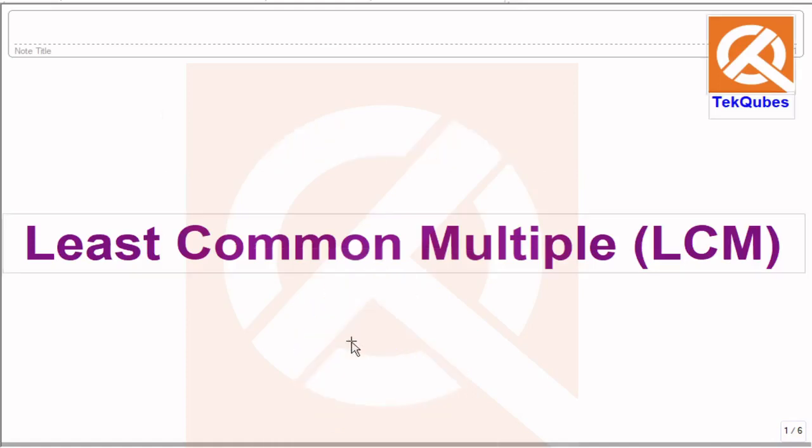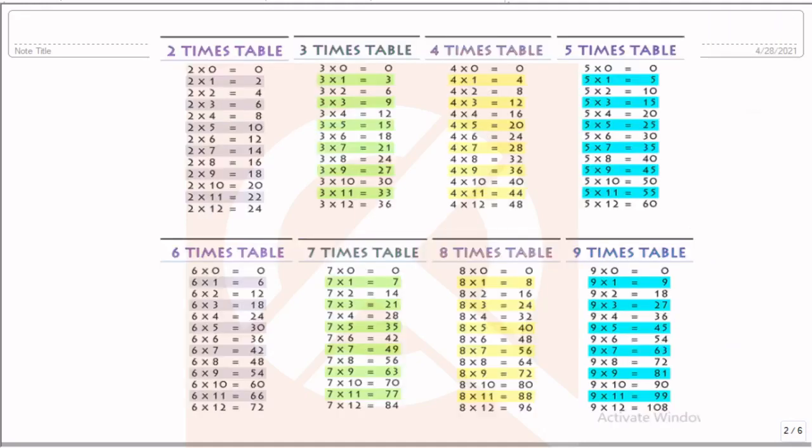Hope you are fine. In today's topic, we'll be learning about least common multiples in mathematics, which is also called LCM. So let's see, we'll be learning about it with the basic concepts. The basic concept of it is the times table.